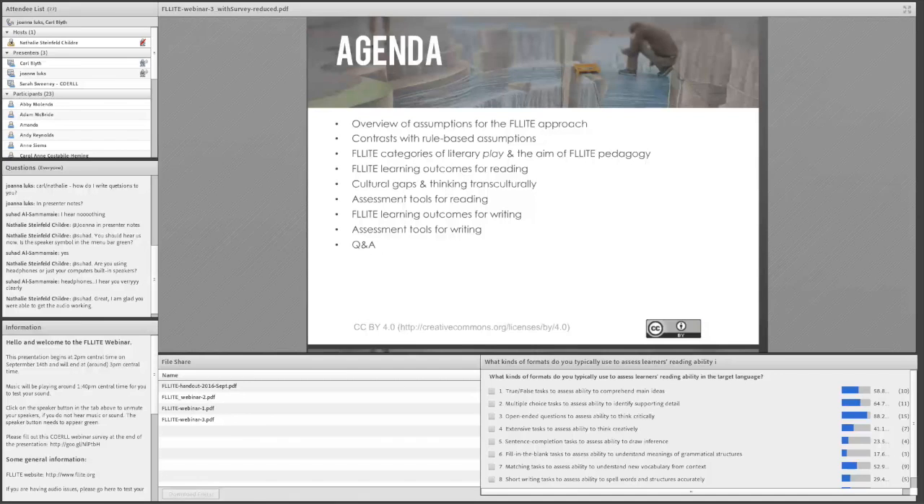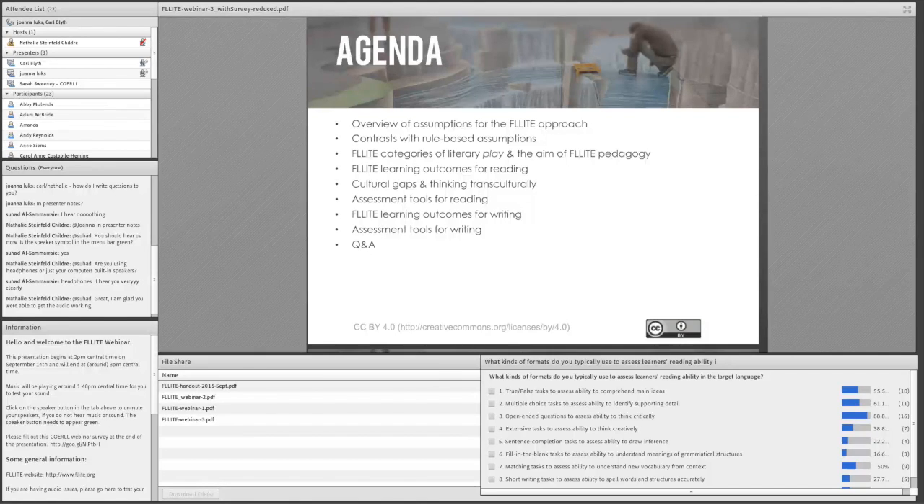So, okay, before I actually begin then, I would like to do a bit of polling, which I see people are already responding to. I want to get an idea of your assessment practices for literacy development. So there are two questions that I would like you to take a few moments to answer. The first you will see is the question, what kinds of formats do you typically use to assess learners, and it's supposed to be reading ability in the target language.